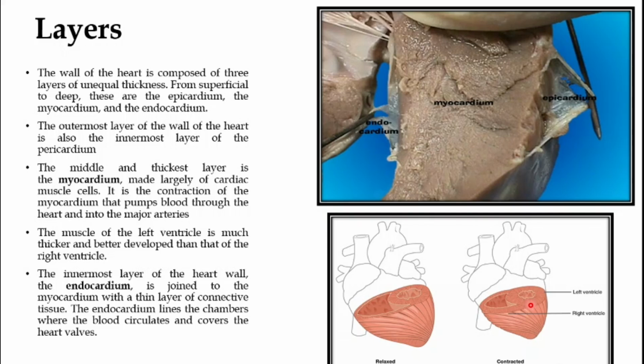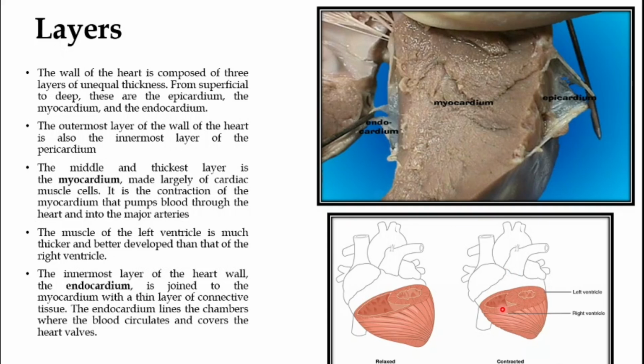When the left ventricle contracts, it pumps the blood through the aorta to all parts of the body. So the left ventricle has to generate much pressure so the blood can reach all parts of the body. So this is the reason the left ventricle is much thicker as compared to the right ventricle.